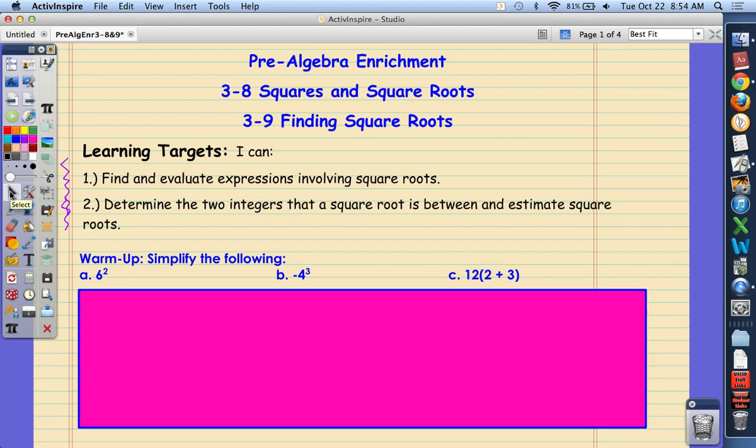Copy down your target. We're going to focus on squares, square roots, and finding the square roots. So hopefully at the end of this lesson you'll be able to find and evaluate expressions involving square roots, as well as determine the two integers that a square root is between, and even estimate the value of that square root. So copy down the target and complete your warm-up.